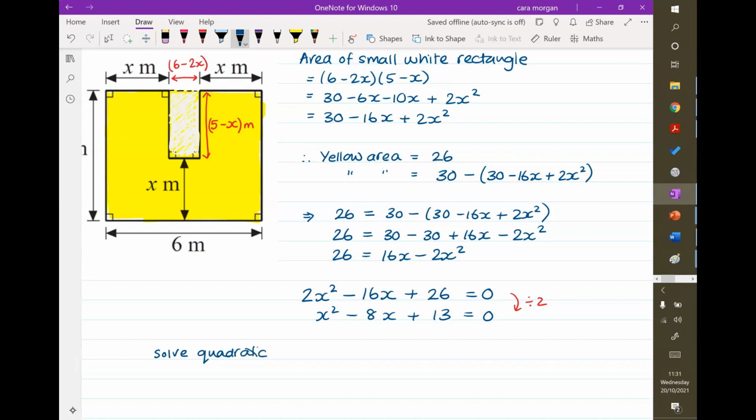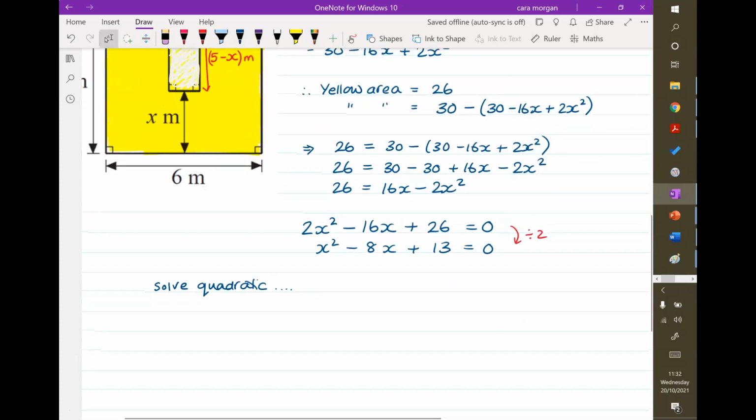I could use the quadratic formula, I could try and factorise, or I could complete the square. Again, there are 3 different methods that I could use. My initial reaction is to never just reach for my calculator. I always like taking a longer circuitous route.